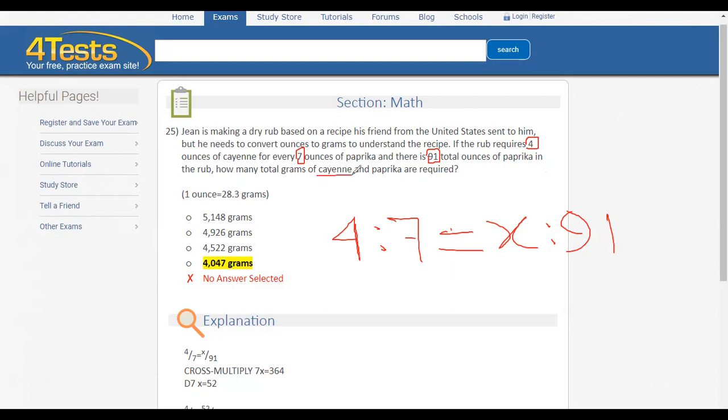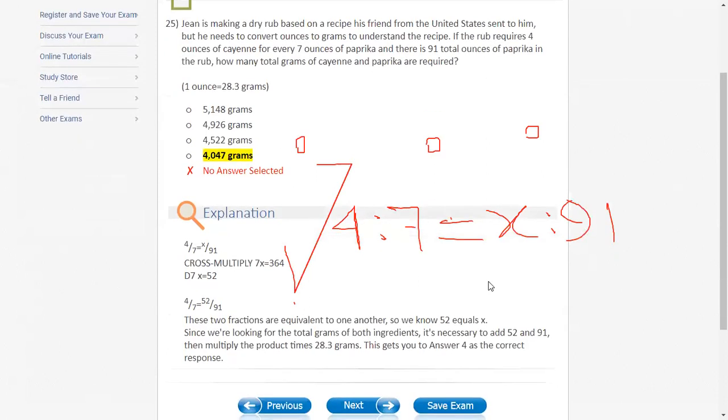Okay. Now the four quantities can be related in this way. So 4 by 7 equals x by 91. We're looking for that, and this will be cross multiplying after putting it in fraction form. So you'll get the answer. Anyhow, just take your time and learn the techniques of how to do that.